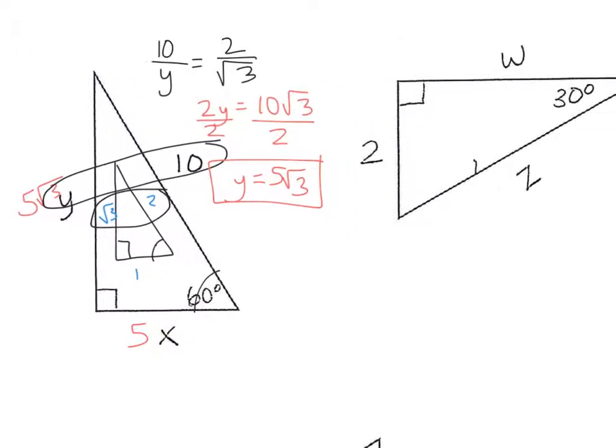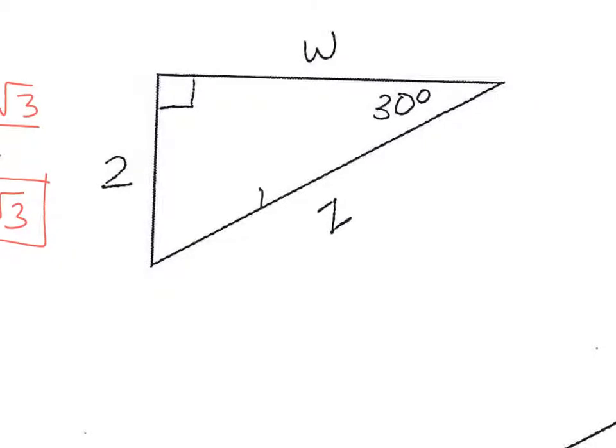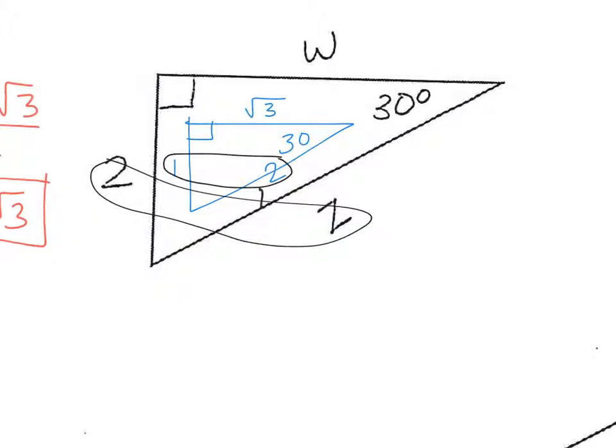Okay, the second one over here. Again, I'm going to draw in a 30, 60, 90. So 30, the shortest side is 1, the hypotenuse is 2, and the long side is root 3. So I'm going to use similar triangles again. I'm going to do 1 is to 2 as 2 is to z. So when I cross multiply, I get 4 equals z. So z equals 4 right here.